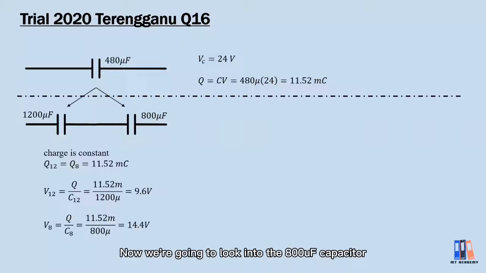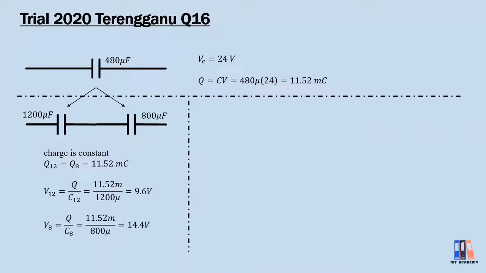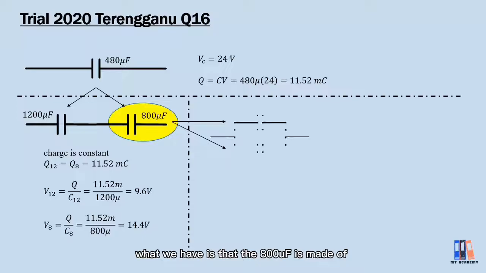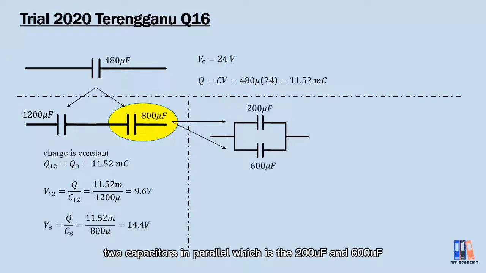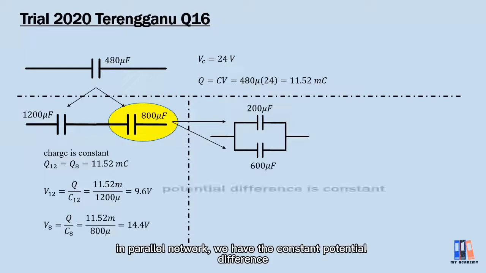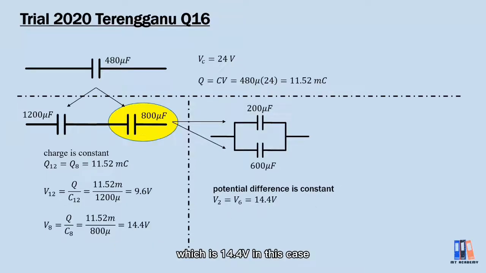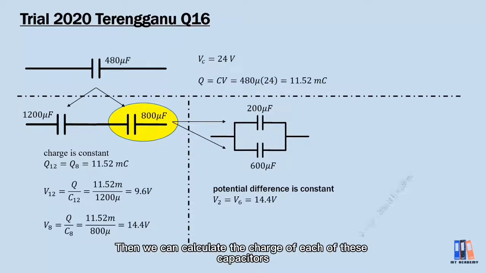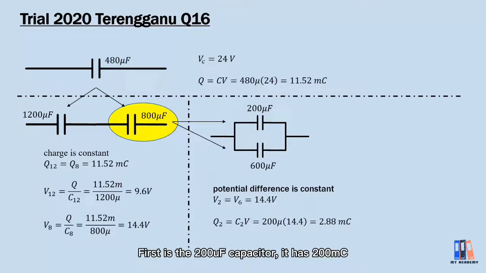Now we're going to look into the 800 microfarads. The 800 microfarad is made of 2 capacitors in parallel, which are the 200 and 600 microfarad. Once again, please remember that in a parallel network, we have the constant potential difference, which is 14.4 volts in this case. The 14.4 volts is calculated from the previous network. Then we can calculate the charge on each of these capacitors. First is the 200 microfarad, which has 2.88 millicoulombs. And the 600 microfarad capacitor has 8.64 millicoulombs.